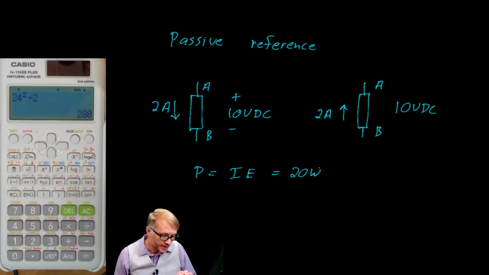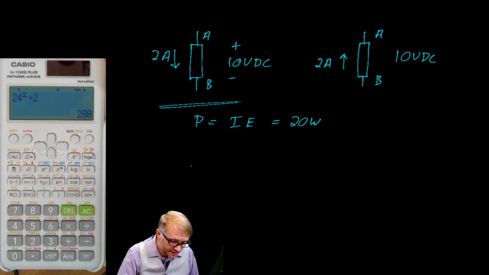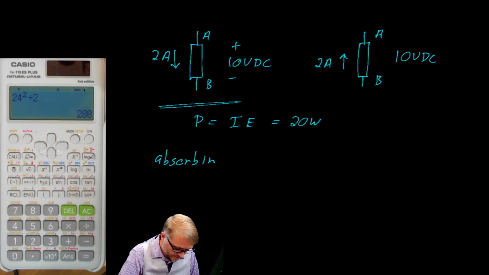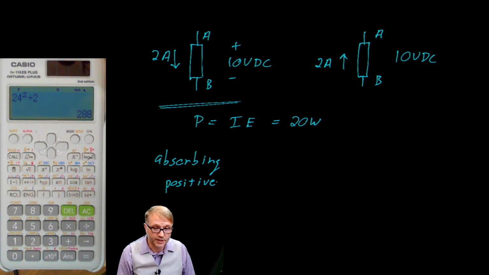We've got to be careful, though, because one of these elements is charging or absorbing energy, and the other is supplying energy. We've got to watch out to see which one's which. In this particular example, we see that the current is flowing in the direction of A to B, and the voltage is measured A with respect to B. When that happens, we consider this to be absorbing. And the sign, as far as energy is concerned, is positive. You could think of this as absorbing energy.